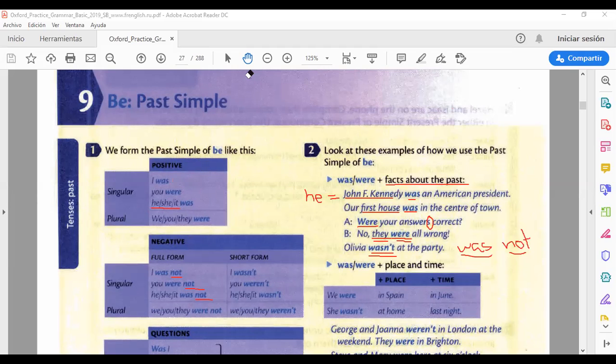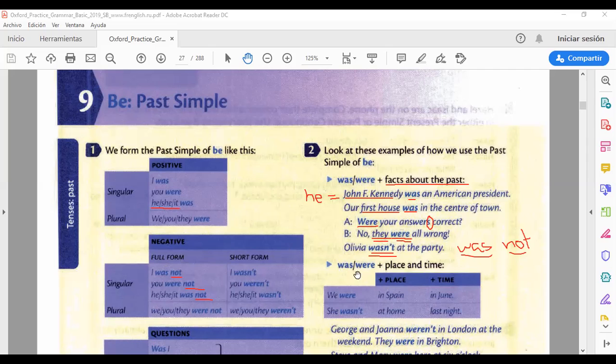Okay, now let's continue right here. Full form, was not, were not, was not. The short form or the contraction is wasn't, weren't, and wasn't. Like right here, we have the short form right here. And this one right here, it's the full form, okay?